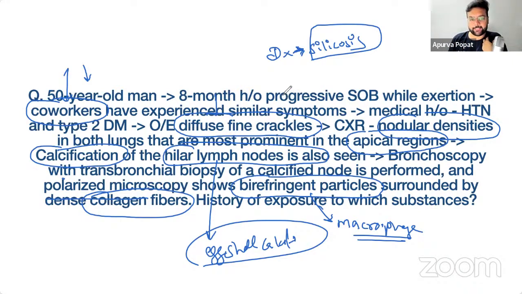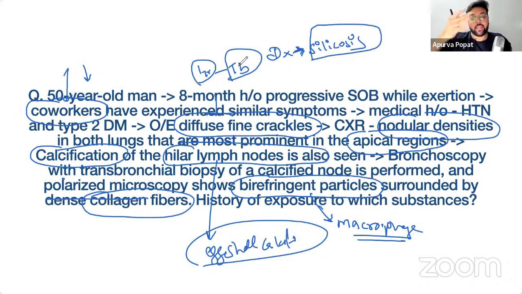Silicosis just after a year, I'm saying. Just after a year. If I say the patient has developed tuberculosis, very good, because silica increases the risk of tuberculosis. Why? It is because of macrophage dysfunction.